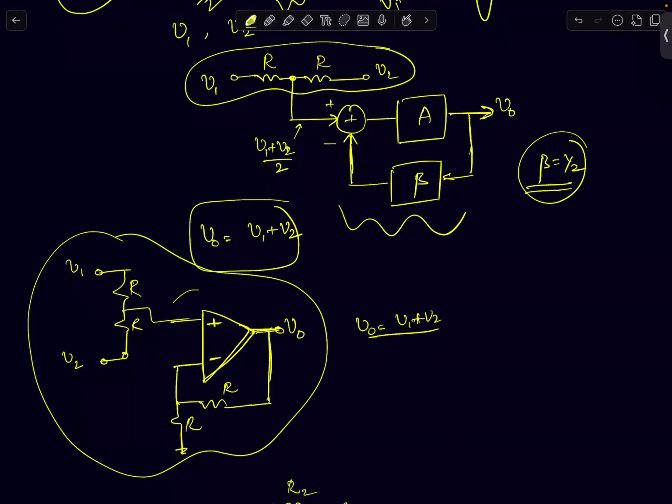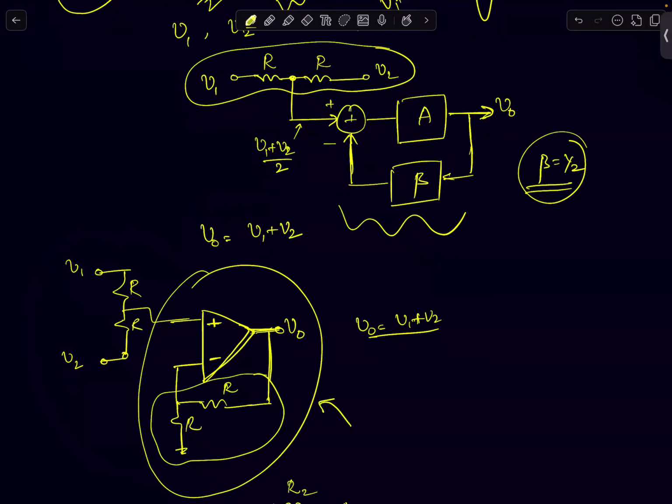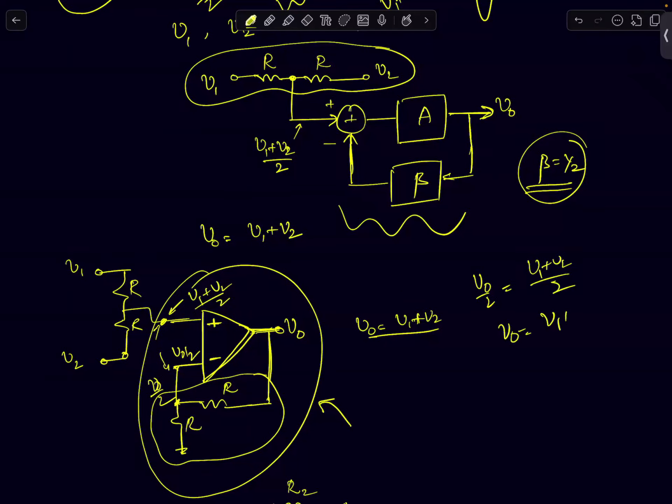If you see, this part of the circuit is a non-inverting amplifier. And the beta here, the feedback network, is half, right? It's a resistive ladder with two similar values. That will just be half. So this node voltage will be V0 by 2. If this node voltage is V0 by 2, and this node voltage is V1 plus V2 by 2, what does negative feedback do? It forces these two node voltages to be the same. So you get V0 by 2 equals V1 plus V2 by 2. So your V0 equals V1 plus V2.